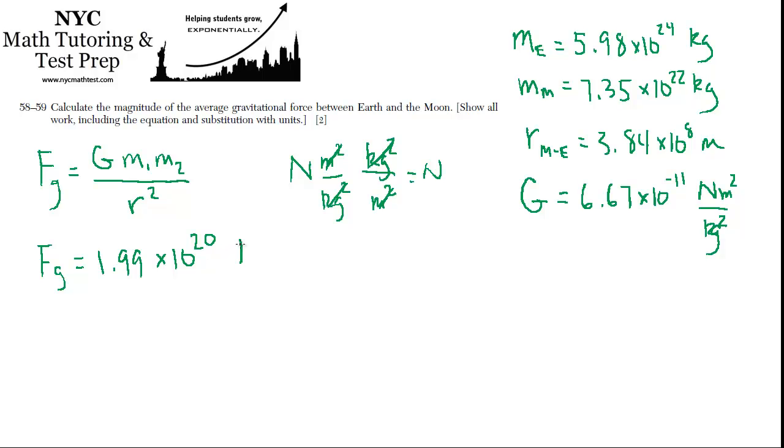So that should do it. 1.99 times 10 to the 20th newtons is the average gravitational force between the Earth and the Moon.